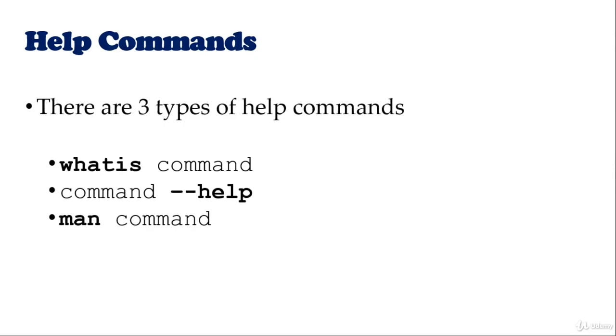So whenever you run the whatis command followed by the command that you want to inquire about, you will run whatis, space, then the command. This will give you a quicker, shorter version of the information about the command that you're looking for. The next one is the command itself, whichever command you want to run, let's say ls, space, and then dash dash help. This will give you a bigger, longer version of the help with more details about the options of that command.